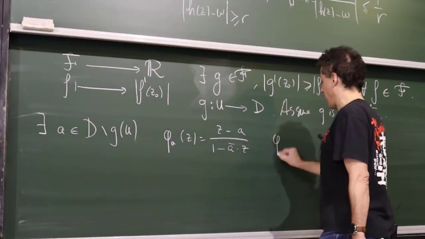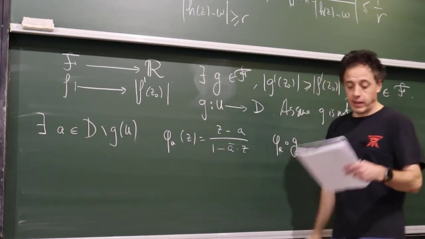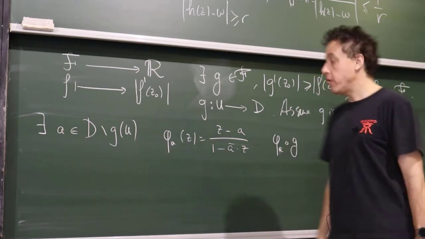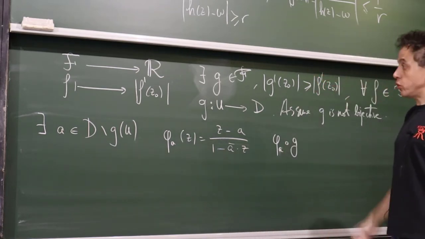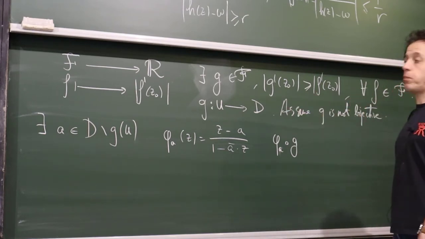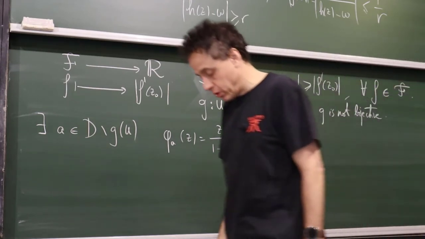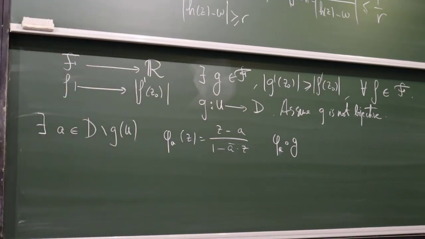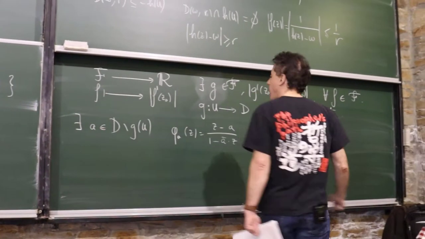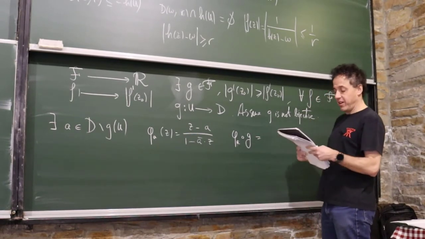So you can now take this composition. This composition has no zeros on U. So you have taken the point a, you have moved it, and now you know this point a is zero. So this has no zeros on U. So you have a holomorphic function on U which has no zeros. Using the square root property, this function is the square of another function.